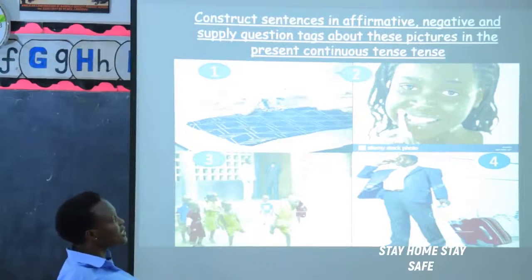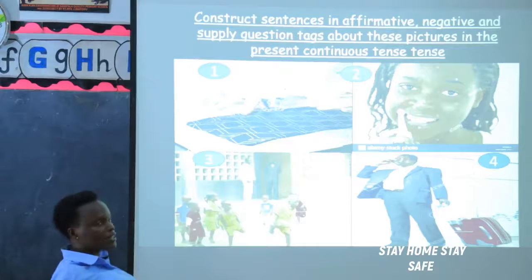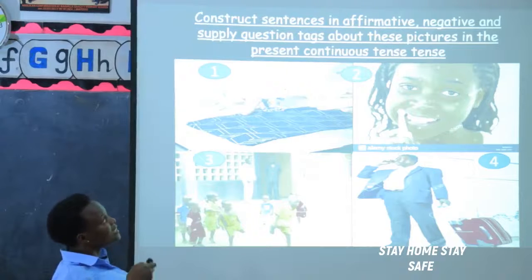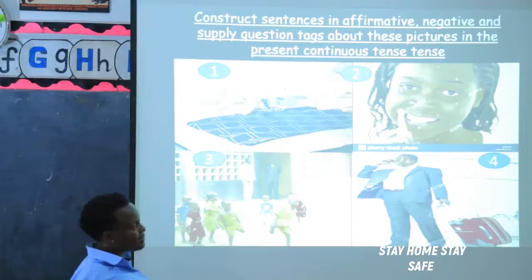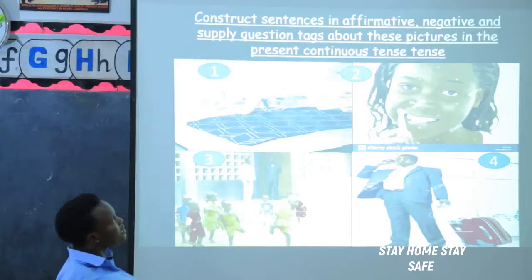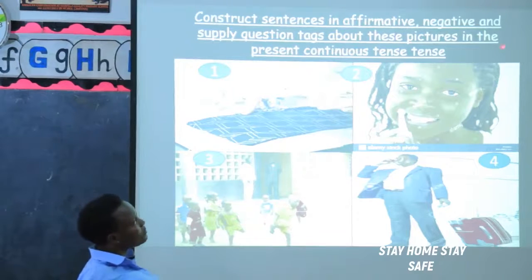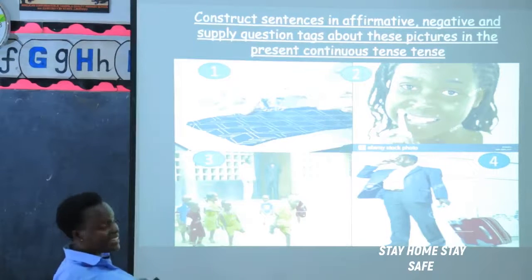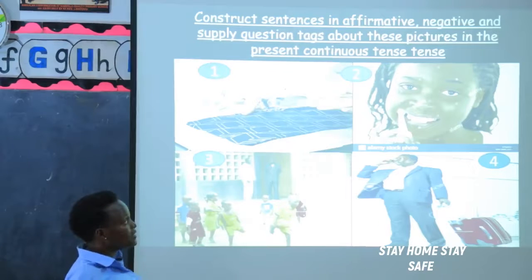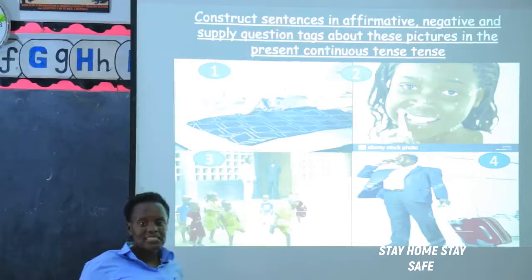She is brushing her teeth. That is an affirmative statement. Then we form a question. Isn't she brushing her teeth? That is interrogative.